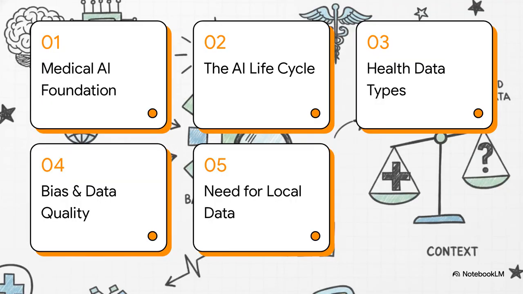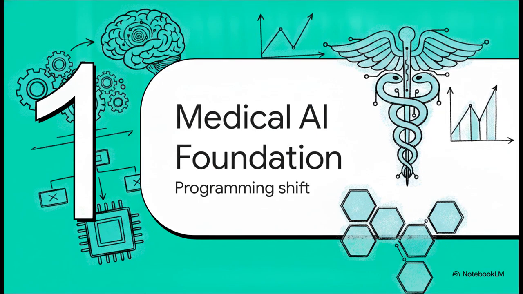Okay, so let's quickly map out our journey for today's explainer. We're going to start with the Medical AI Foundation, then walk through the AI lifecycle, figure out how to make sense of health data, tackle the whole bias and data quality issue, and finally, look at why we absolutely need local data. All right, starting us off with Section 1, the Medical AI Foundation, and this massive shift in how we actually program things.